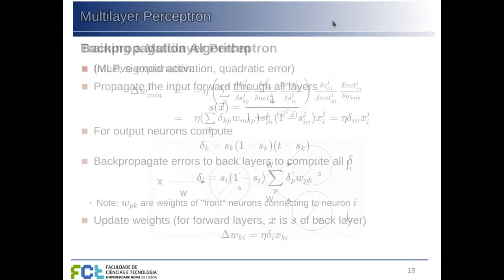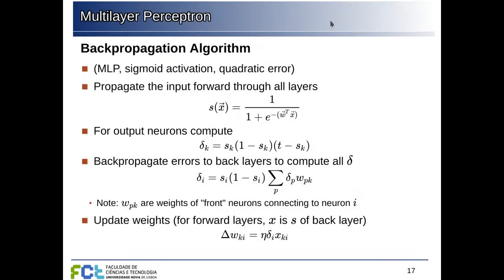And then once that is done, we're going to compute the errors for the output neurons, and we're going to compute the derivative. So in this case, if we are assuming a quadratic error and a sigmoid activation, it would give us this expression, but we would simply have different expressions for other loss functions and activation functions with the same general idea.